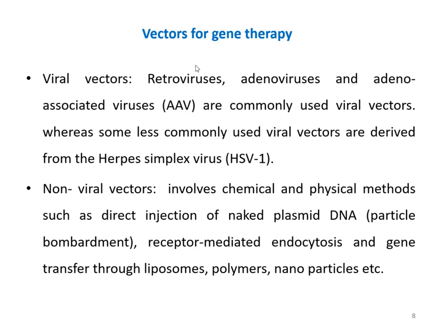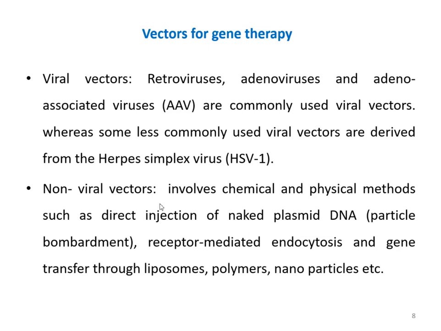And there are some vectors which are used in the gene therapy technique. They are viral vectors and non-viral vectors. See, viral vectors means here the viruses are becoming the vectors to transfer the genome into the targeted genes. Some of the retroviruses, adenoviruses and adeno-associated viruses, AAV, are commonly used viral vectors, whereas some of the less commonly used viral vectors are derived from herpes simplex virus, that is HSV1. These are the viral vectors which are used in the gene therapy technique.